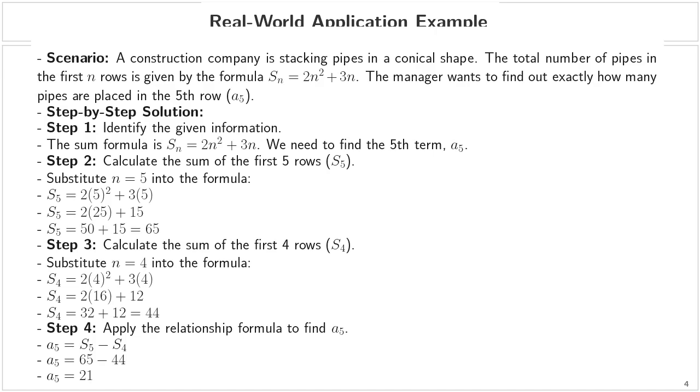Finally, in step 4, we apply the relationship formula we learned in the previous slides. To isolate the fifth row, we subtract the sum of the first 4 rows from the sum of the first 5 rows. Therefore, a sub 5 equals S sub 5 minus S sub 4. When we subtract 44 from 65, we get 21.